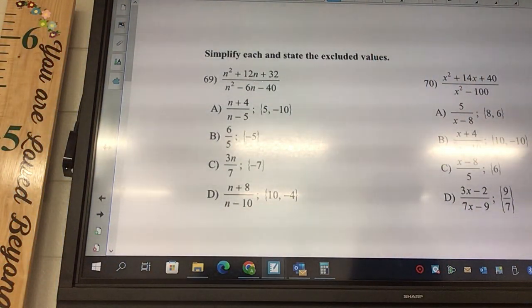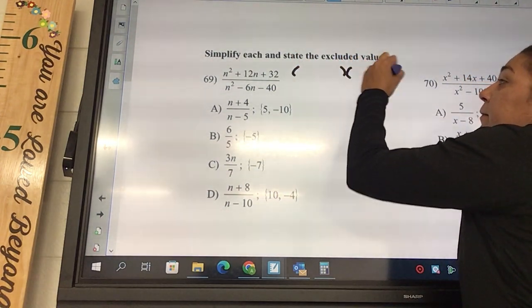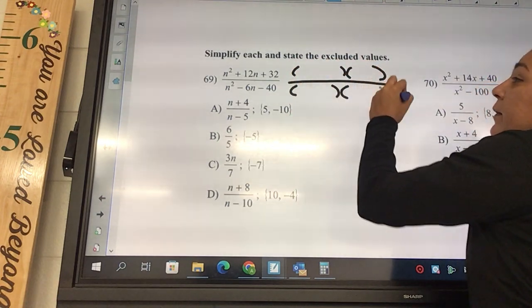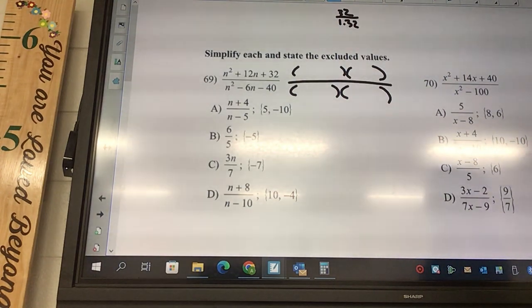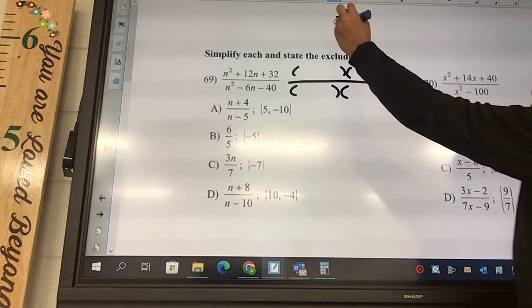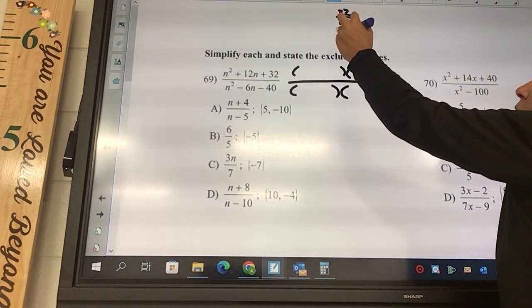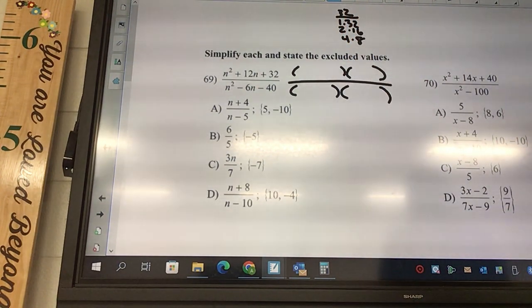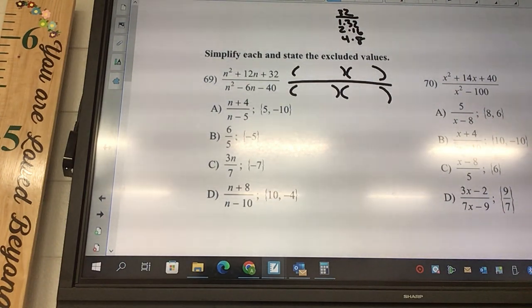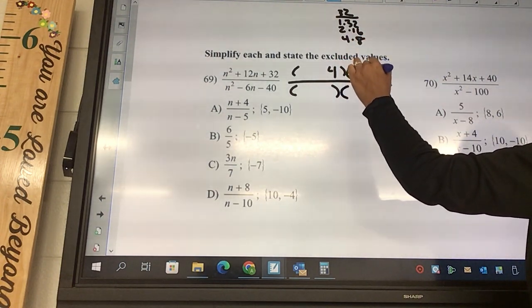Okay, for 69 and 70, you kind of just got to do the work, okay? So you're going to factor. I need a list of 32, so you got 1 and 32, 2 and 16, 4 and 8. Okay, so I need something to give me a 12. 4 and 8, and they gotta be plus plus.